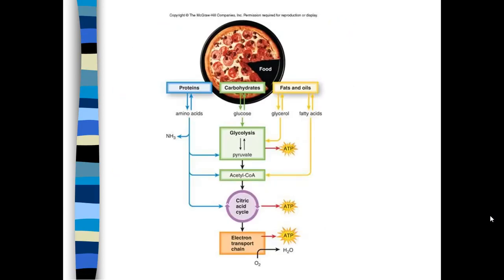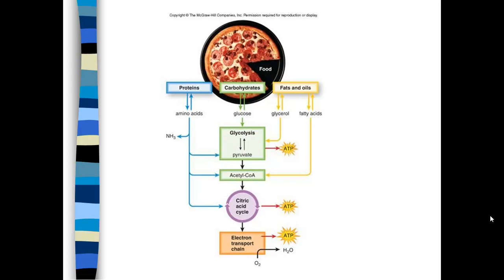Okay, so if we look at that perfect food here, which is pizza, pizza has protein, carbohydrates, fats, and oils. And these different groups can enter in different places into either glycolysis, the preparatory reaction, the Krebs cycle, or the electron transport chain. And in these instances, then they can be utilized to produce energy via ATP.